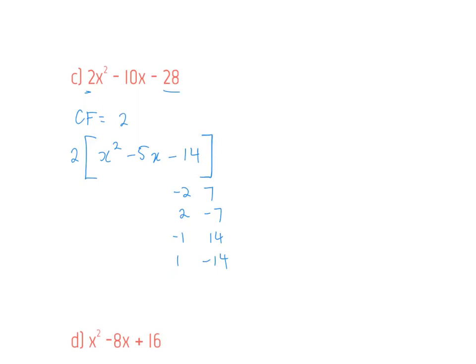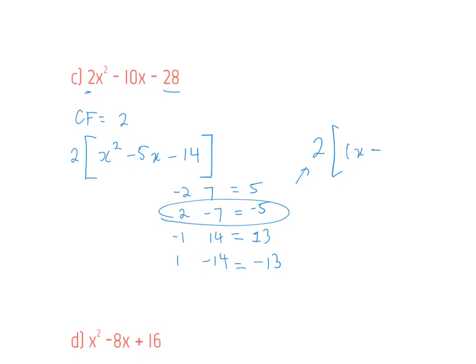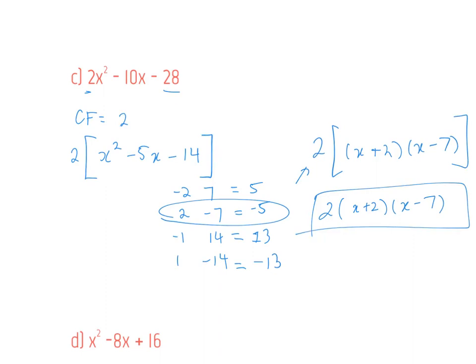Again, when I add these, I should end up with minus 5. Minus 2 plus 7 gives me positive 5. 2 plus minus 7 gives me minus 5. Minus 1 and 14 give me positive 13. And 1 and minus 14 give me minus 13. So the only possible solution that works is 2 and minus 7. Again, I leave 2 on the outside, and I have x plus 2 and x minus 7. Now I don't need these square brackets. I could write this as 2 times x plus 2 and x minus 7. Because it's multiplication, it's okay to write it like this.